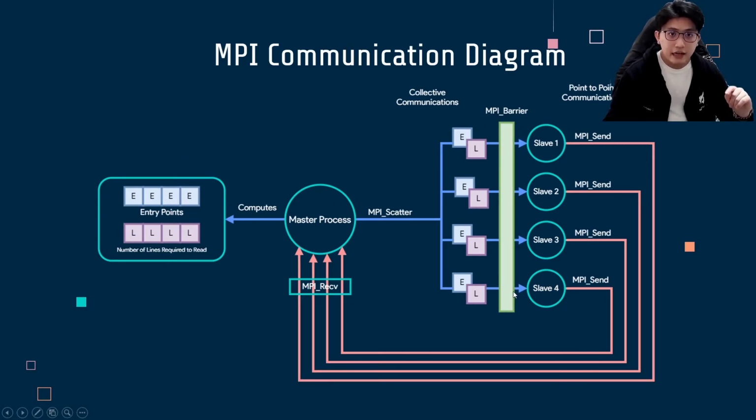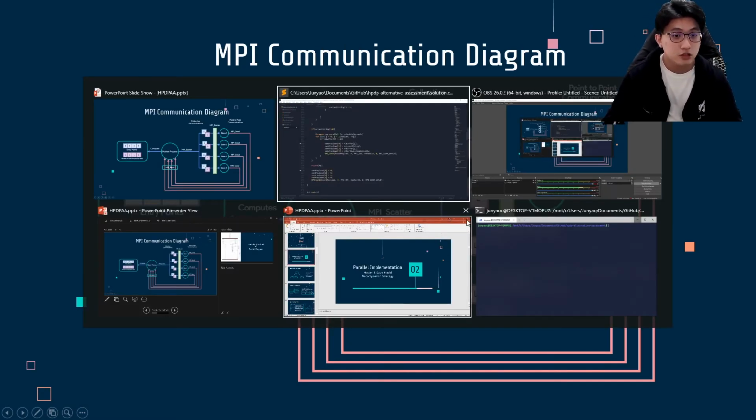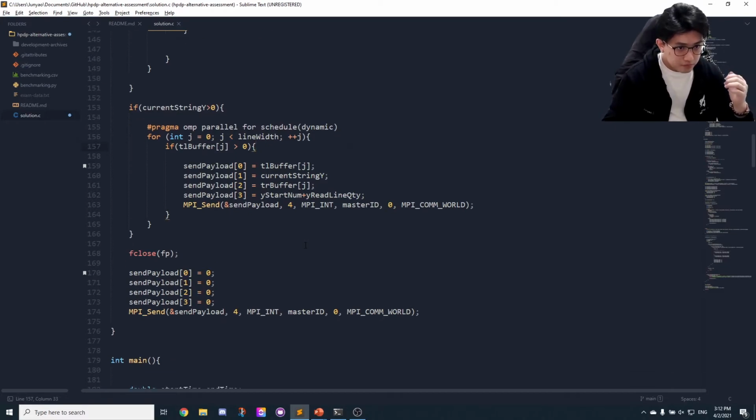But before that, we use MPI barrier to make sure all slaves are ready and synchronized at the same point before dispatching to run the rectangle detection function. When they have found rectangles, we use point-to-point communication, MPI send, to send the result back to the master process, which receives it using the MPI receive function. So let's take a look at our source code.